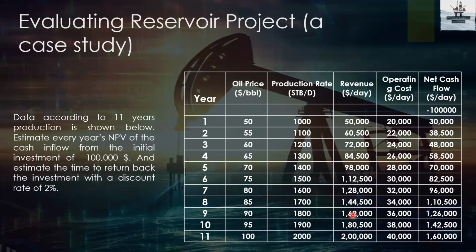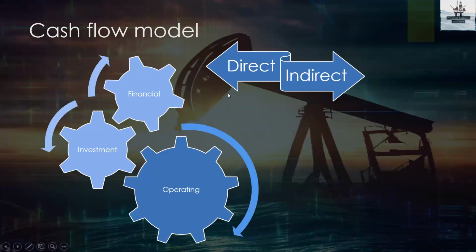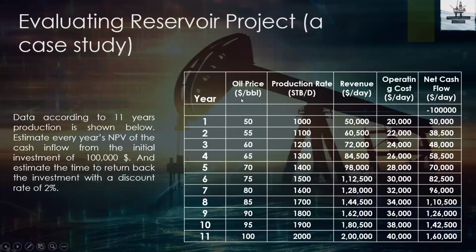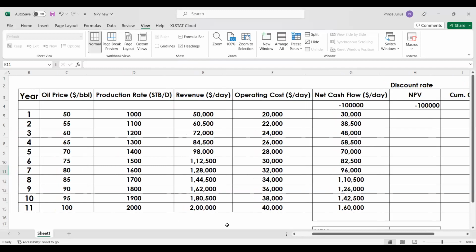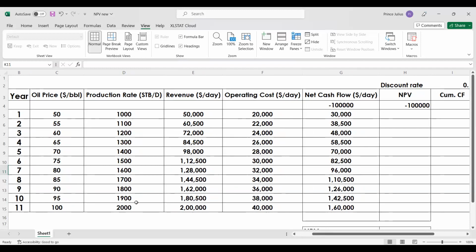These are the things that we are going to see in today's Excel. I'm going to quickly share the Excel sheet. I hope it is visible. The table I have kept here is the same data you have seen. So year, oil prices, production rate, revenue, operating costs and net cash flow were given.